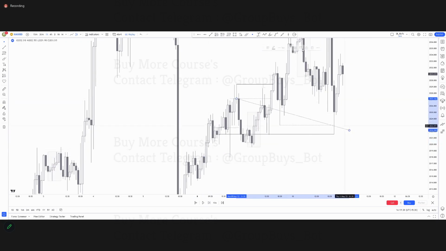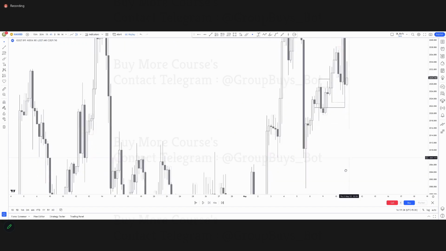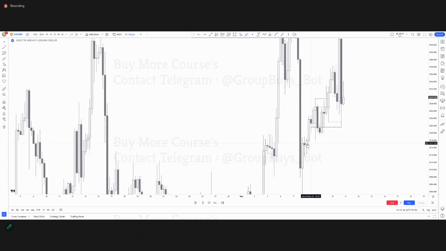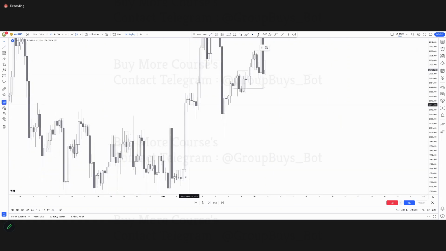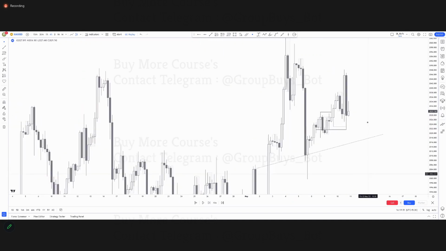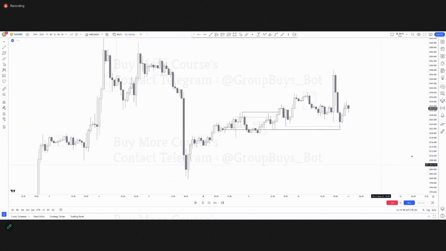Is this the trend line? No, that's not a trend line. I will go to the 4-hour time frame to look for trend lines. Can I find a trend line here? There is no trend line at this place. Can I see a trend line at this place? No. From here to here, no. Okay, where is the trend line now? I'll find the trend line now.